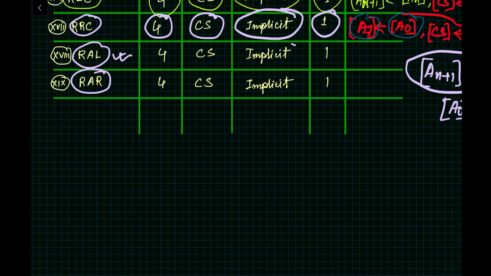So this is one implicit instruction because we are doing the operation in the accumulator content. We have only one machine cycle, 4 T-states. Only the carry status will be modified because we are using only the carry status flag here for this operation.